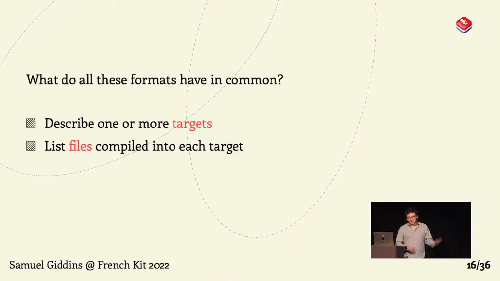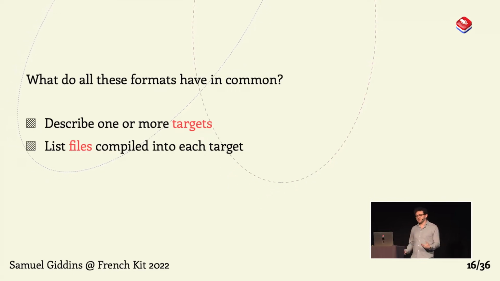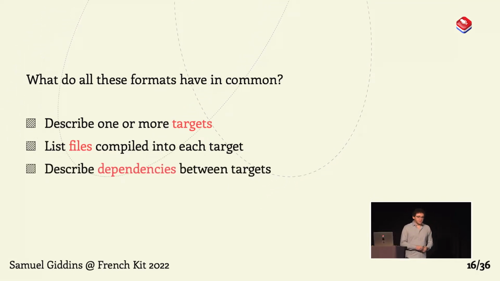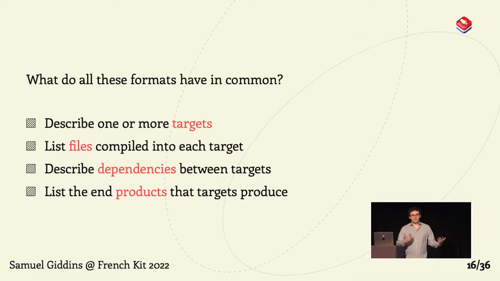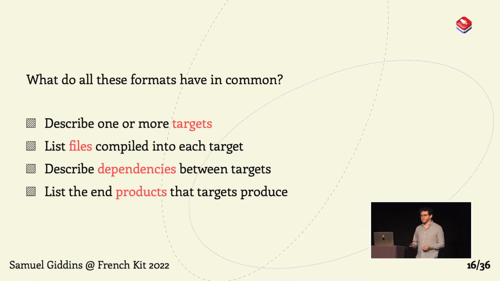You list the files that are compiled into each target. You describe the dependencies between targets. You know, your app requires the framework. The tests require the app, which requires the framework, and so on. And you list the end products that the targets produce.